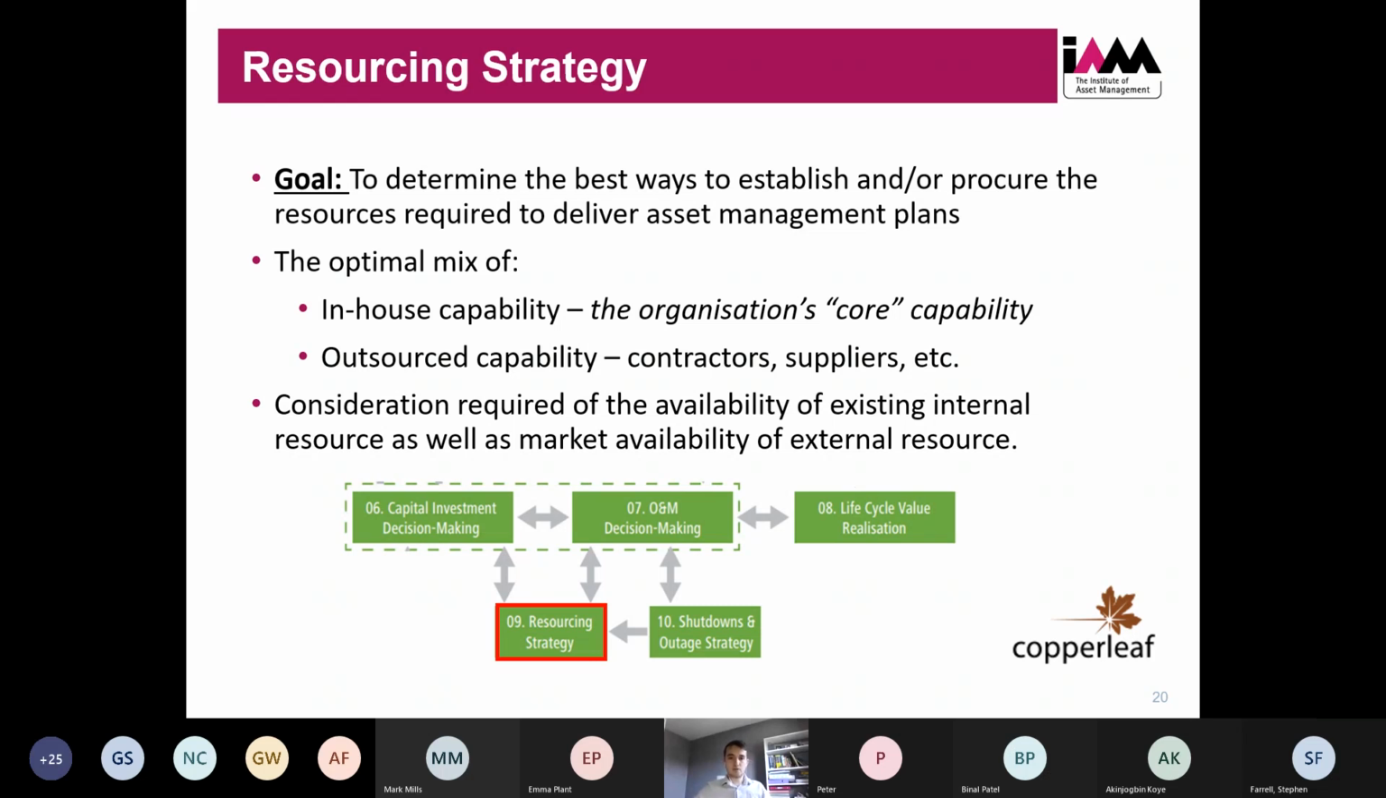Examples of the resources that you could consider would be labour, skills, competencies, inventories, spares, plant equipment, specialist tools, the list goes on really. The appropriate mix of these internal and external resources can be influenced or constrained by many external factors, such as supply chain capacity, as well as working practices and political or even labour union considerations.